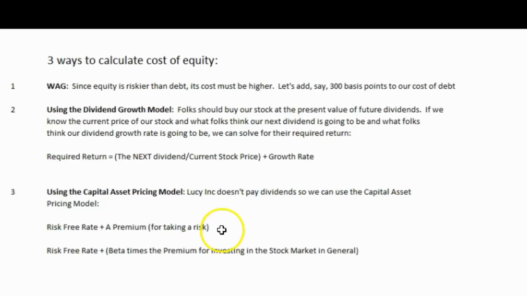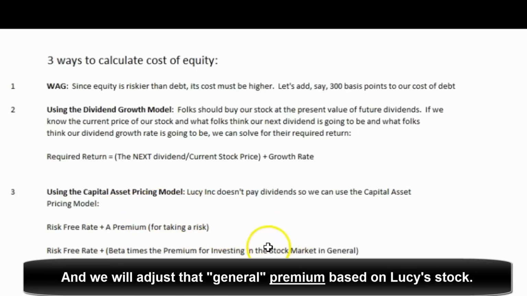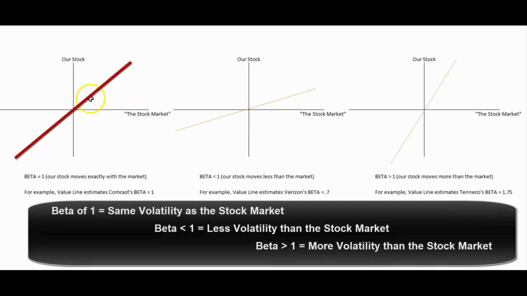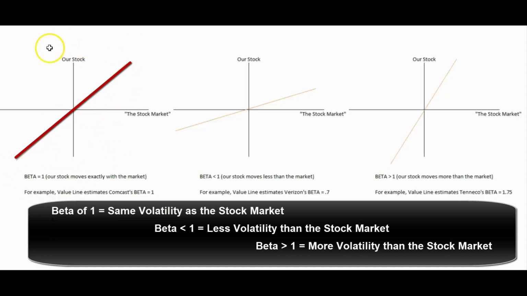What we're going to do is adjust that general risk-free rate for investing in the stock market in general by a beta. And what do we mean by beta? Well, some stocks move exactly like the stock market. So if you look at their history, if the stock market went up 1%, our stock went up 1%. That is the beta of 1, the slope of this line, the stock we're interested in, plotted against the returns of the stock market in general, however you define that. If the slope of that line is 1, that's a beta of 1. Value Line, which is an investment analysis service, estimates Comcast to have a beta of 1.